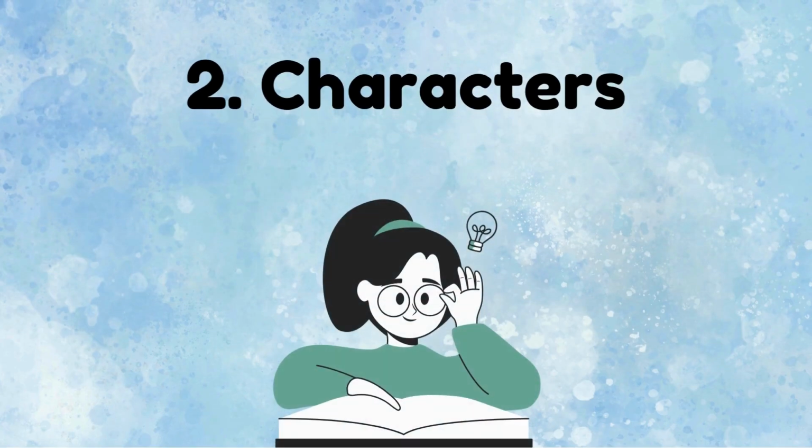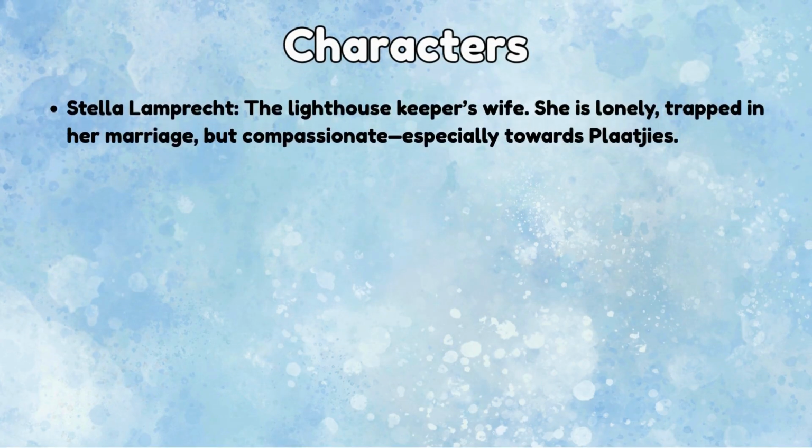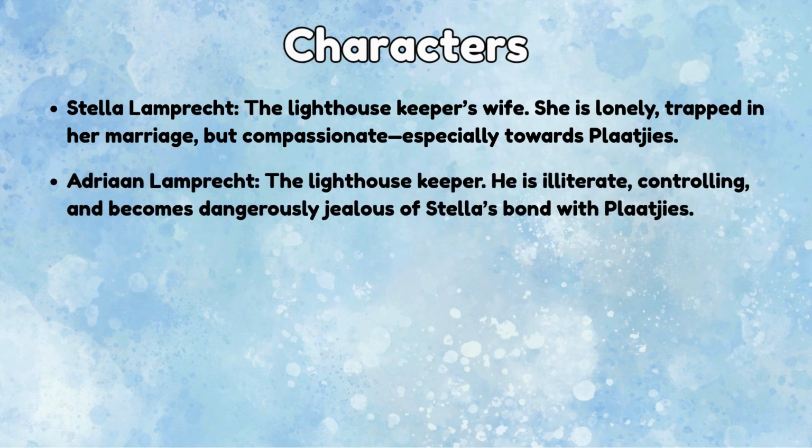Number 2. The characters. There are 4 characters in the play. Stella Lamprecht, the lighthouse keeper's wife. She is lonely, trapped in her marriage, but compassionate, especially towards Plachis. Adrian Lamprecht, the lighthouse keeper. He is illiterate, controlling, and becomes dangerously jealous of Stella's bond with Plachis.